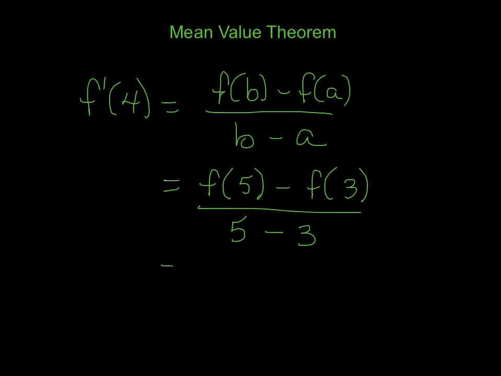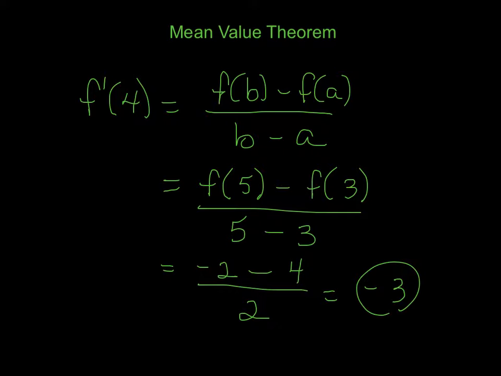So basically all you're doing is picking one value higher than the 4 and one value lower than the 4. Then you simply look up f of 5 in your chart, and that's negative 2, minus f of 3 in the chart, which is 4, all over 5 minus 3, which is obviously 2. Then you just do the math, and the answer is negative 3. So this is equal to f prime of 4. That's how we work our mean value theorem questions. You're going to do the same thing for the second example as well.